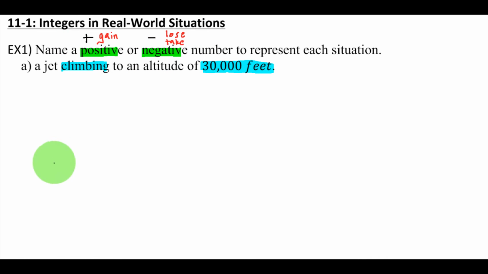So let's pretend you're at ground level. So this is your runway. The jet's going to take off from it. And I'm going to choose a new color real quick. And it's going to take off and it's going to climb up to 30,000 feet.